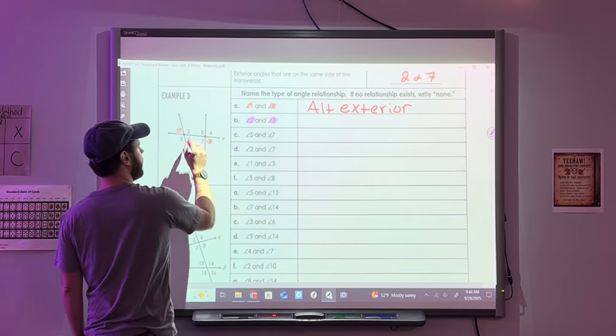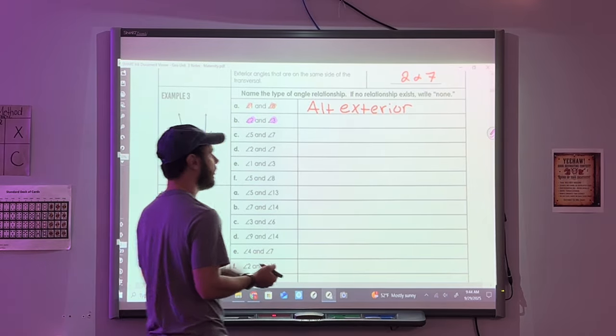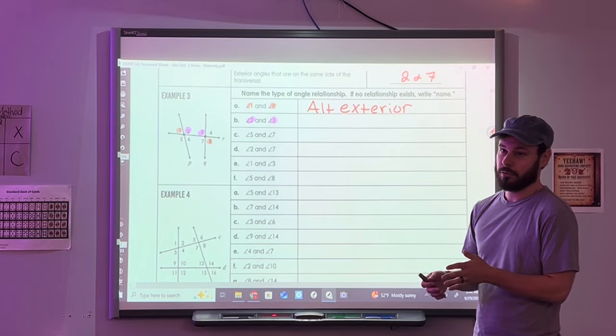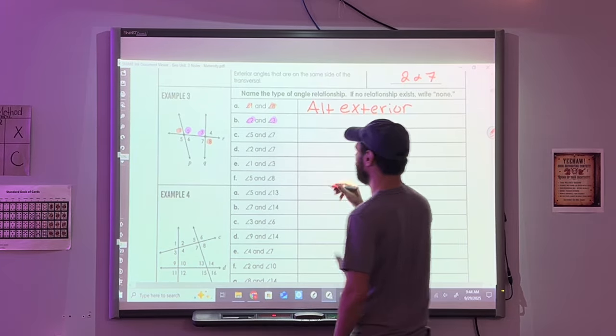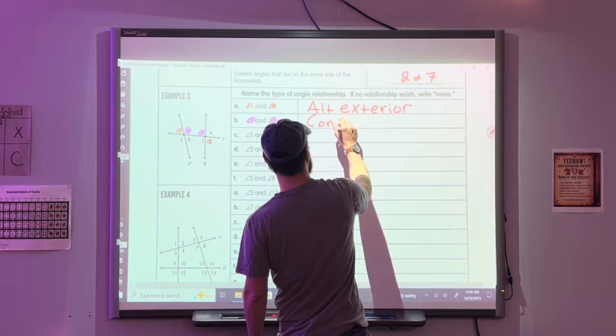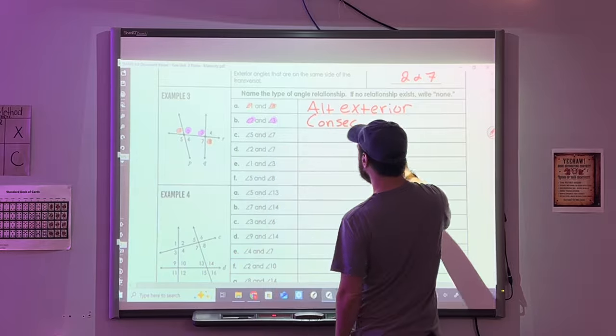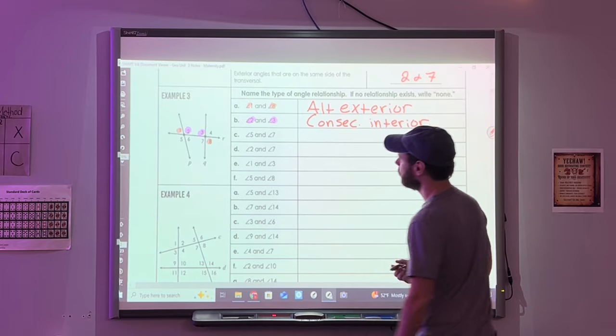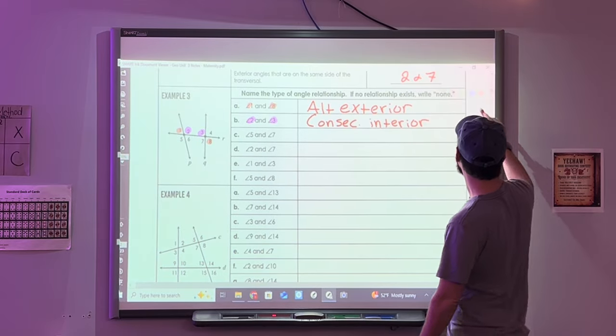2 and 3. All right, well, those are both on the inside, and it looks like they're on the same side. So same side, we call consecutive. And inside is interior. 5 and 7.